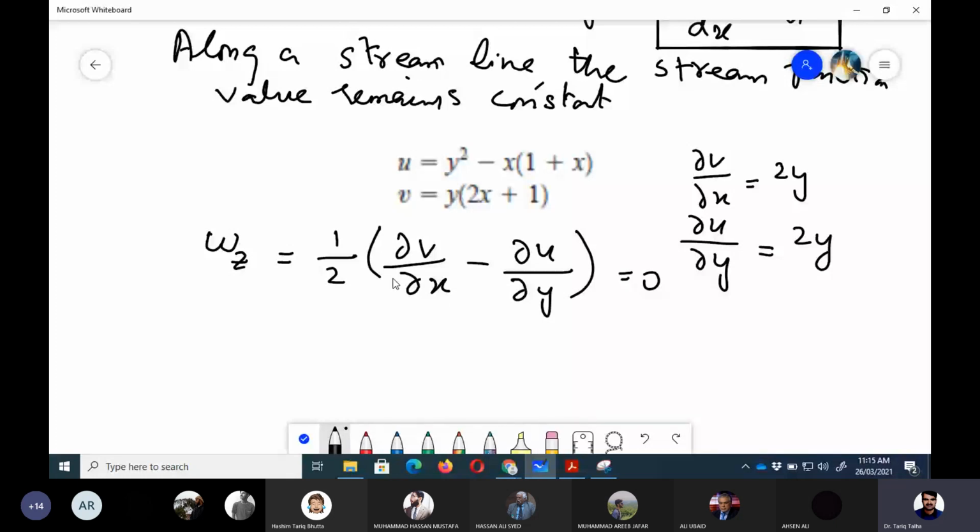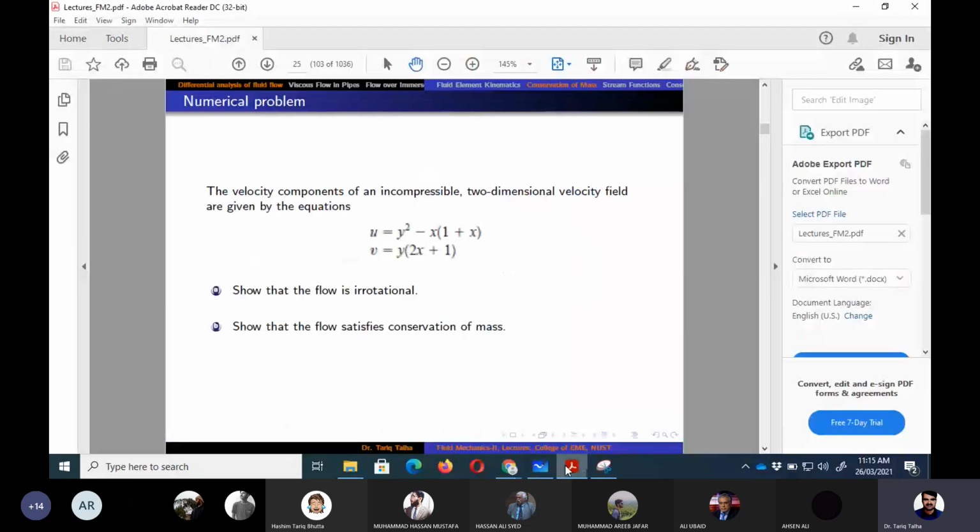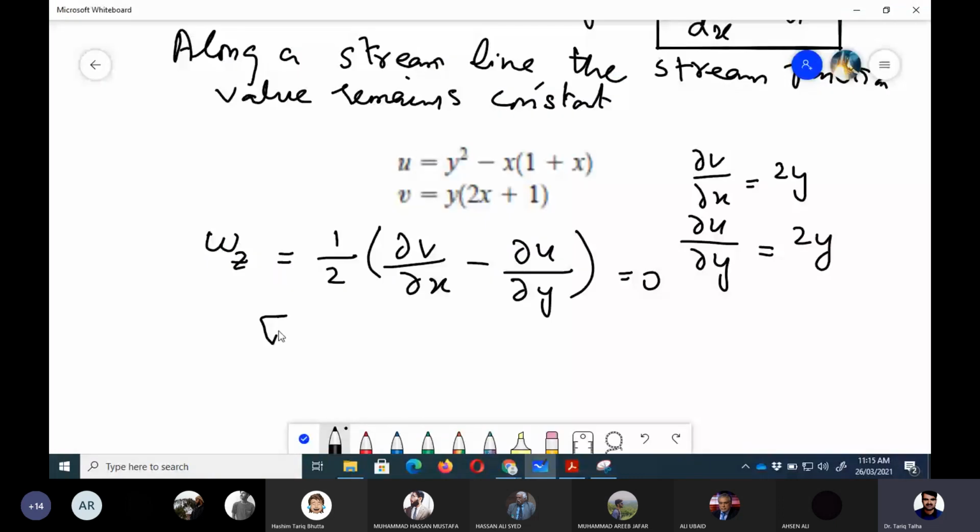And then the second bit which we need to find here is to show that the flow satisfies conservation of mass. For the two-dimensional flow field, we know that conservation of mass, which is del dot v, is equal to partial u by partial x plus partial v by partial y. That should be equal to 0.